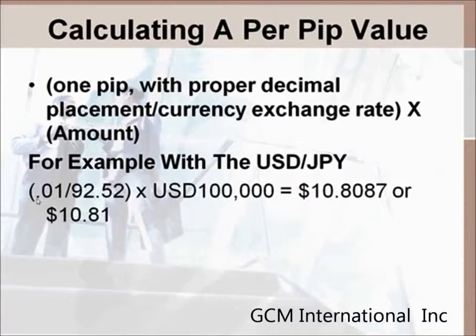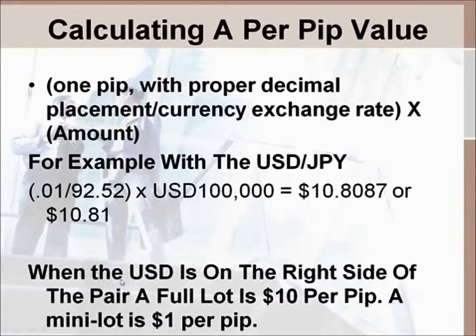with the US dollar Japanese yen, we would take the per pip value with proper decimal placement. So with a Japanese yen pair, it's 0.01. With any other currency pair, it would be 0.0001. In this case, it's 0.01 divided by the exchange rate, 92.52, and then multiplied by the amount we're trading. So if we were trading 1 full lot, it would be 100,000. So in this case, it's going to equal $10.87, or 1087 cents, to make it easier to calculate with, per pip. And it's important to note that this is only necessary if the US dollar is on the left-hand side of the currency pair.